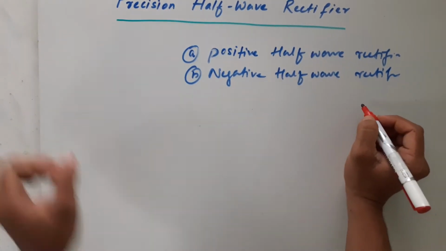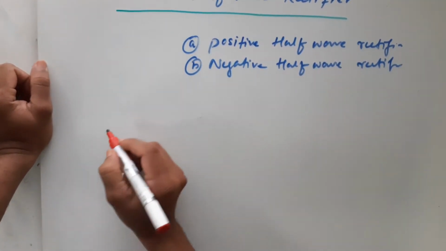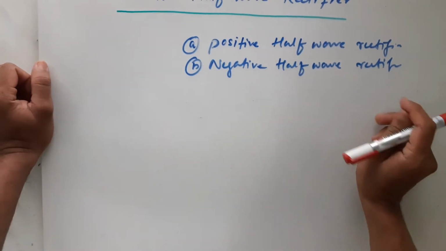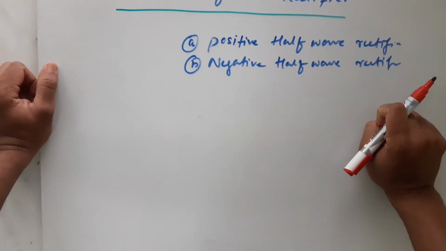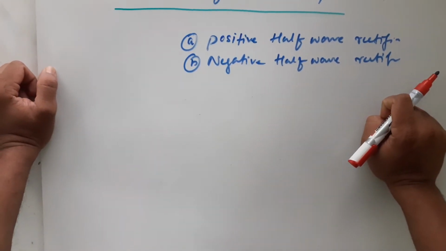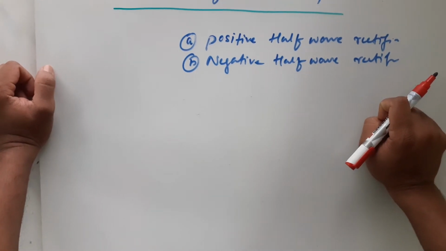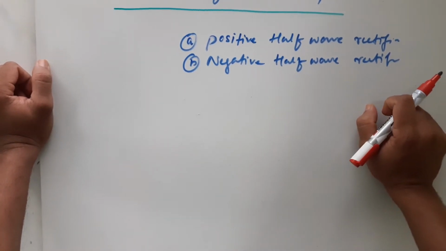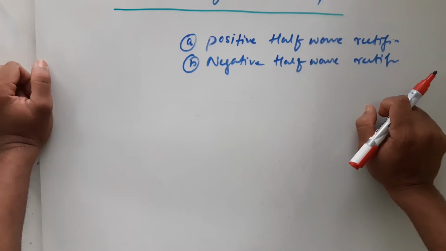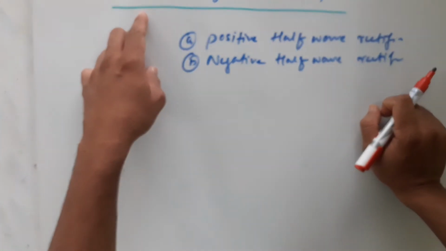What are these two? I will tell you. All of you know what a rectifier is. A rectifier is a circuit which converts alternating current into direct current, that is AC into DC. A new term you have been introduced to is precision. Precision means more precise rectification, with more accuracy.